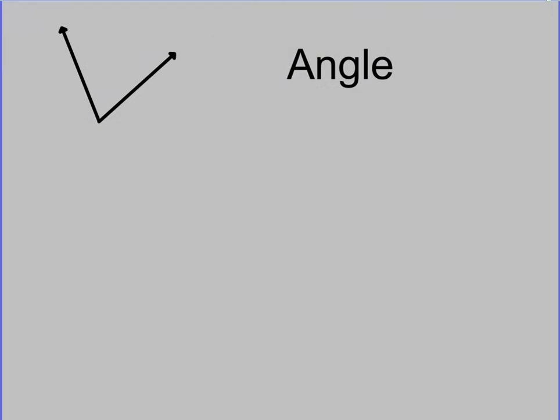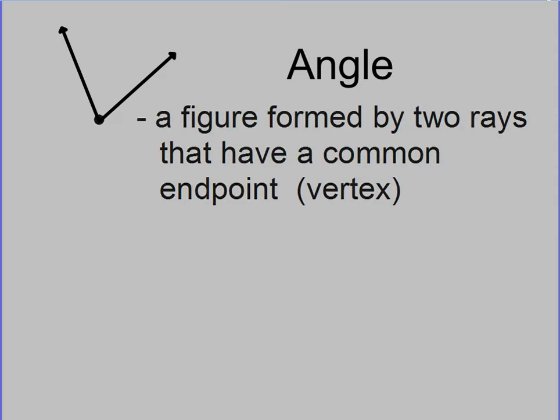Next, let's quickly talk about angles. One definition of an angle is a figure formed by two rays that have a common endpoint. And that common endpoint we call the vertex. Now, an angle doesn't have to be just two rays. It can be two straight objects of any type. I can have an angle where two segments intersect, or where a line intersects a segment, or any other type of straight objects coming together to form an angle.